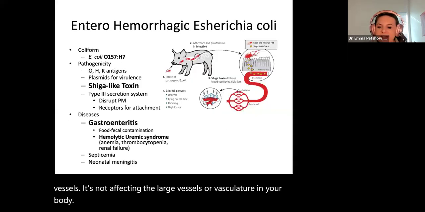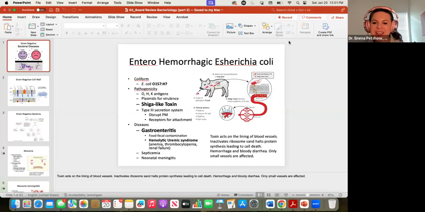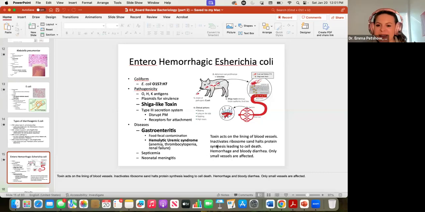On that note, before we get to Shigella, on this beautiful note of E. coli, before we go to lunch, talking about gastroenteritis, it always works out that way. I'm going to stop here, stop my share, check the chat real fast. Okay, great. Any questions that have arisen that I can help put to bed before we go on our lunch break?